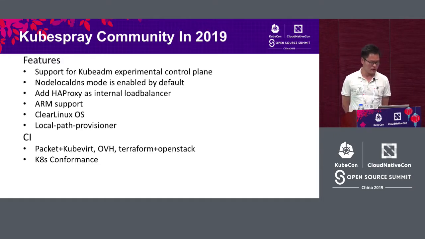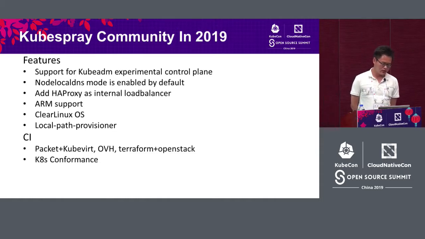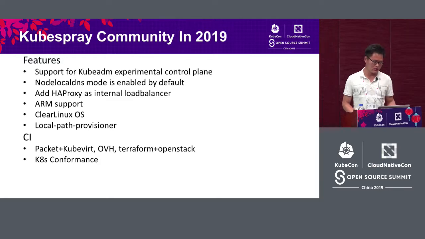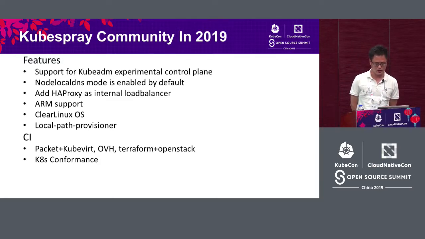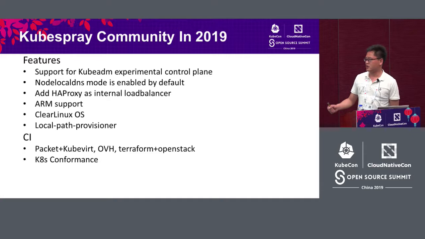and also we support ARM now, and we have Clear Linux OS support, and also we support the local path provisioner. And then for CI, we support KubeVirt to create VMs, and then we return the PR to Kubespray, then Kubespray would deploy. And then on OVH, it's based on OpenStack, so we use that to test offline environment and also the OpenStack environment. We use Terraform to create VMs to let it drive the Kubespray, and also we have the CNCF conformance.